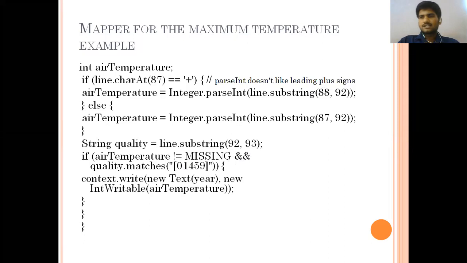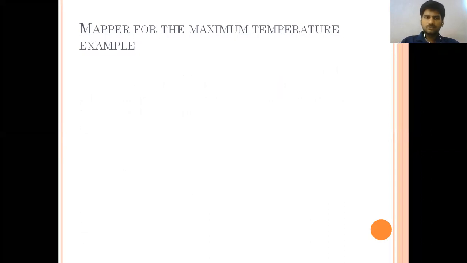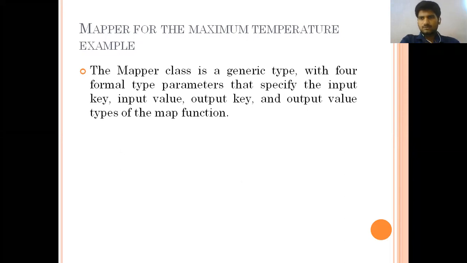Here the data set is lines of text, and all of it is in ASCII codes. That's why we are going to convert from string to some value. The programmer has to identify in which line and column we have a particular year, and in which column we have the temperature. So this is the simple Java program for the mapper, and we have some good explanation for it.